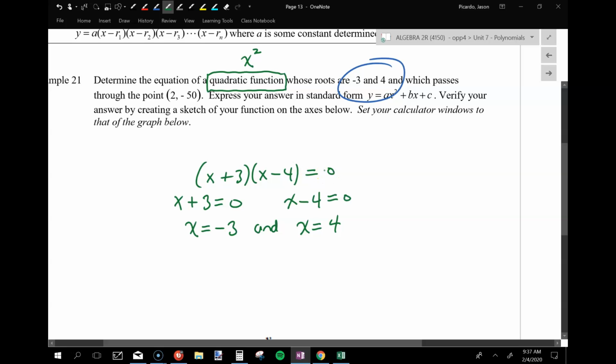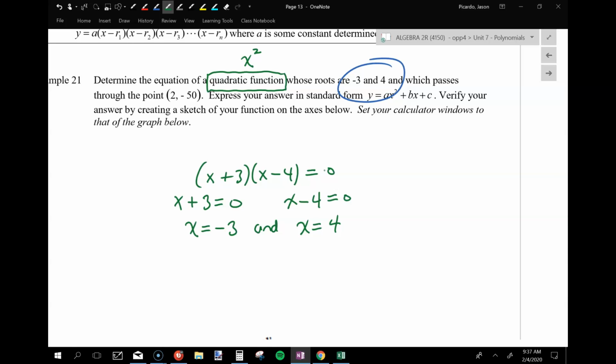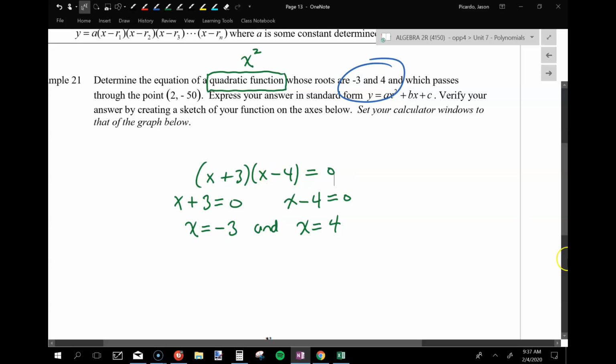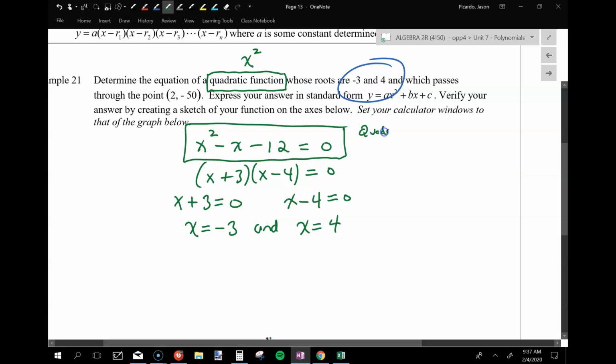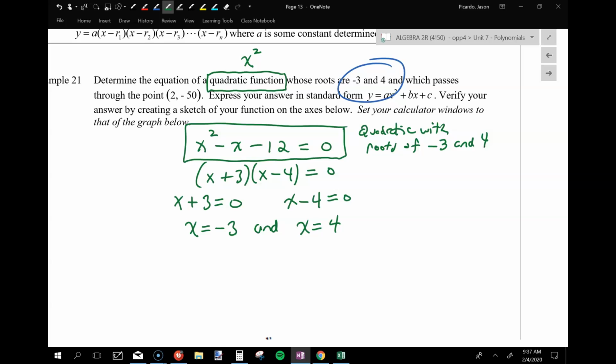Guys, what if I want to go one more step back to the original? What do I need to do with these two things? Multiply. So if you want to play tic-tac-toe, you can play tic-tac-toe. I'm going to move quickly here. So if we played tic-tac-toe, we would get this. So this is a quadratic with roots of -3 and 4. Everybody good with that step? All right. And again, we've already sort of done that, right? Not new at all. Okay.